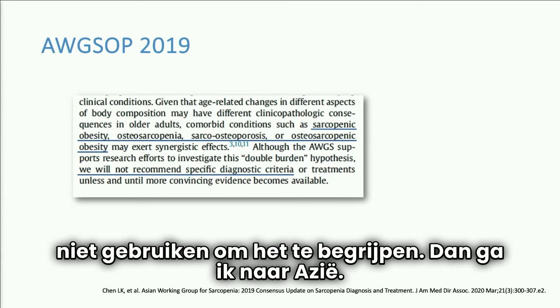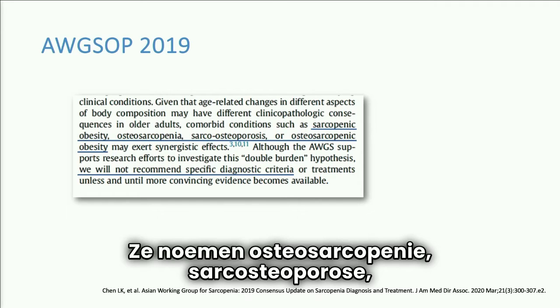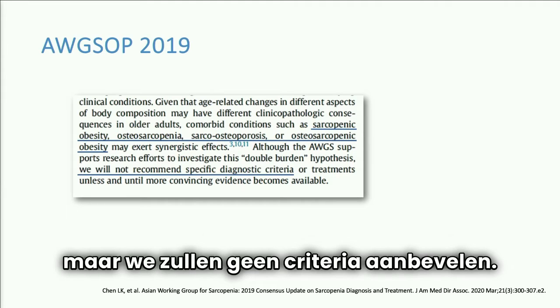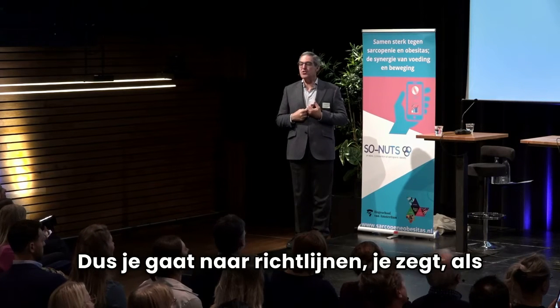I'll go to Asia. Asian people are clever and they might have. But again, they say there's osteosarcopenia, sarcosteoporosis, but we will not recommend criteria. So that's, again, not the right place. So you go to guidelines.